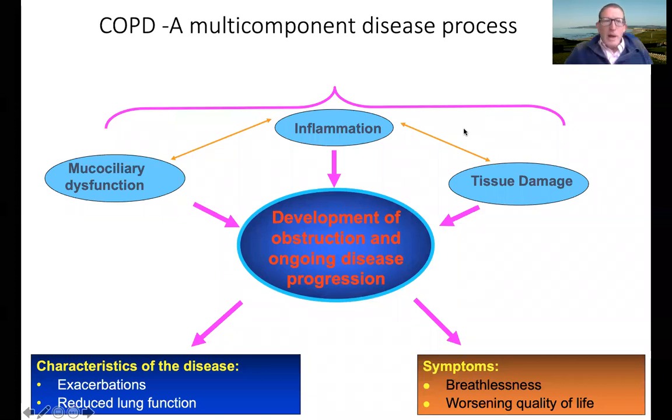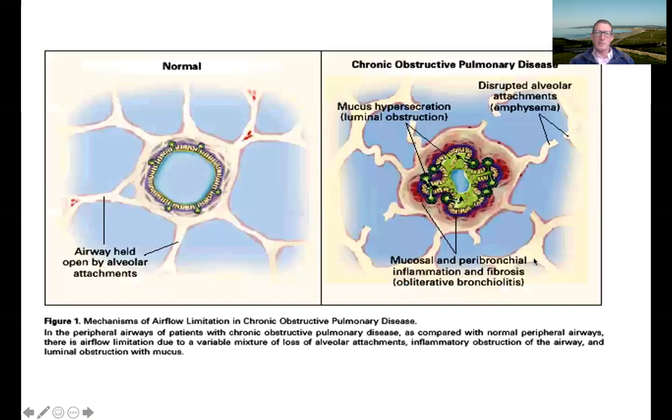Let's move on now to talk about COPD in the second part of the lecture. It's a multi-component disease due to smoking, comprising inflammation, mucociliary dysfunction, and tissue damage, and that develops to airway obstruction and progressive disease progression while the patient continues to smoke. The characteristics are frequent exacerbations and progressive reduced lung function, and the symptoms are breathlessness, a productive cough, and worsening quality of life.